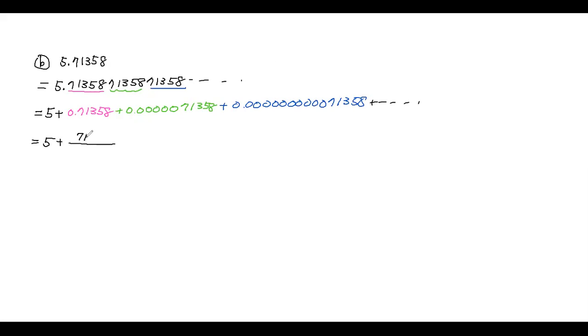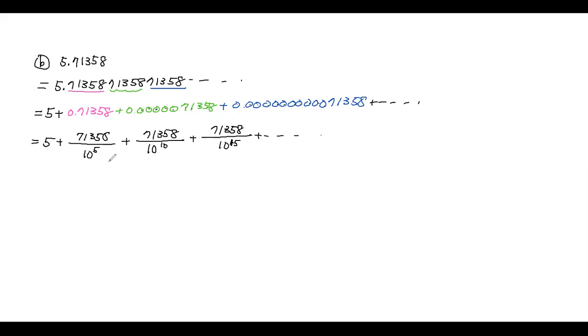So this is 71358. How many zeros? 5, right? So it's 10 to the 5th. Then this is 71358. How many? 1, 2, 3, 4, 5, 6, 7, 8, 9, 10. So it's 10 to the 10th power, right? And then the next one, this is 71358. Oh boy, how many do I have? 1, 2, 3, 4, 5, 6, 7, 8, 9, 10, 15. So 10 to the 15, then dots.